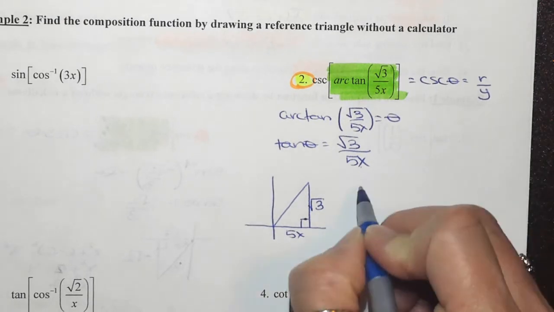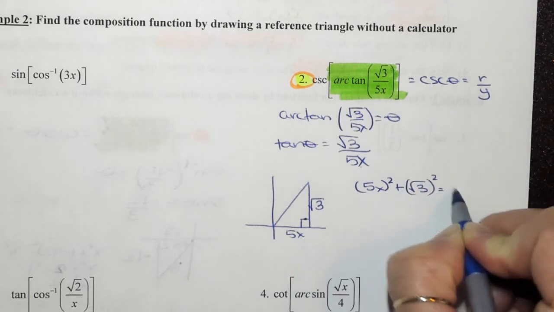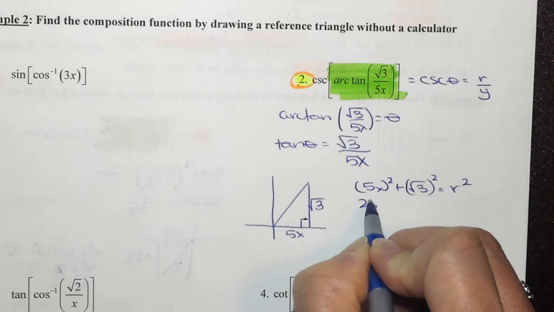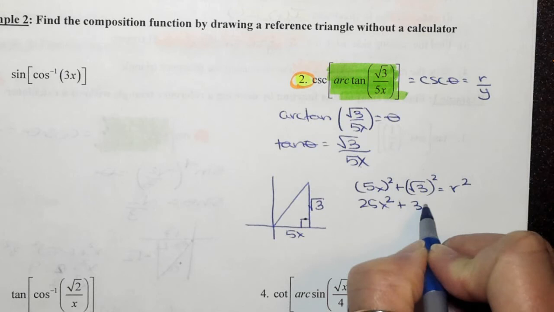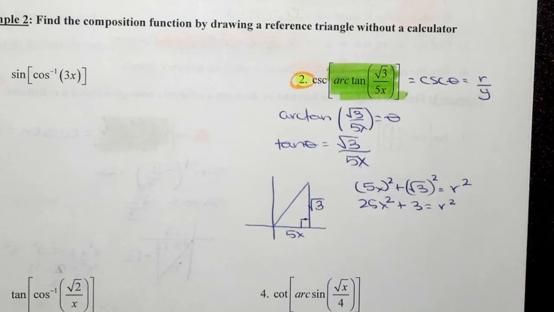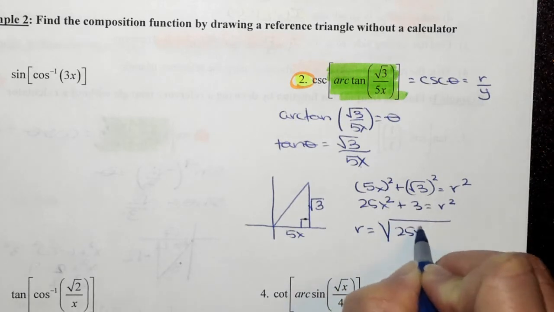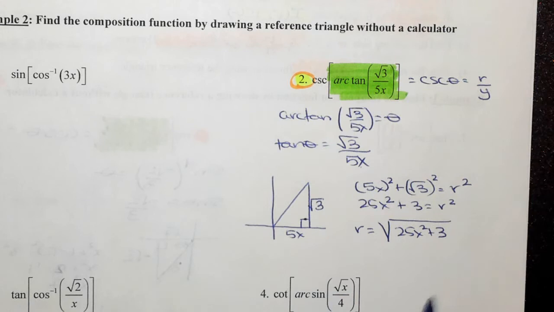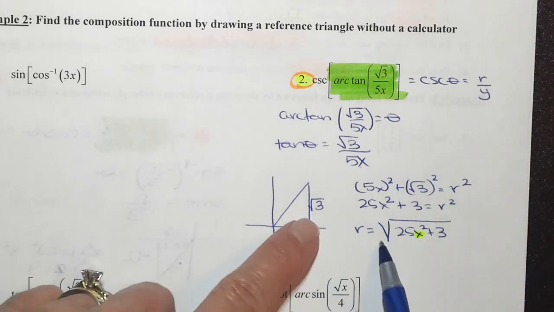So this is x squared plus y squared is equal to r squared. So this is 25x squared plus, I want to make sure I don't make that mistake again, this is 3 is equal to r squared. To find r, we take the square root, so r is equal to the square root of 25x squared plus 3. So you see here, we're not going to get rid of this x. It's going to be in terms of a variable, as stated in step number 3 of our strategy. So this is what we're looking for. This is our r. This is our y.